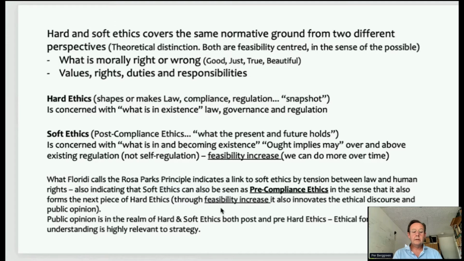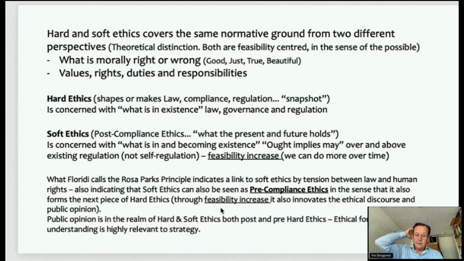Looking into Floridi and his revisit of ethics and dividing it into hard and soft ethics. It's not that they're different; they're actually the same. Normally, hard ethics is a precursor for law, compliance, and regulation, whereas soft ethics is post-compliance ethics, meaning after the hard ethics and the law, then there will be a period of time where what we are able to do in general in the world, what is feasible, will increase. But it will not be covered solely by hard ethics or regulation. It'll be more a soft ethics. So we will talk about what is actually possible in parallel with the development. So that's the idea behind this.